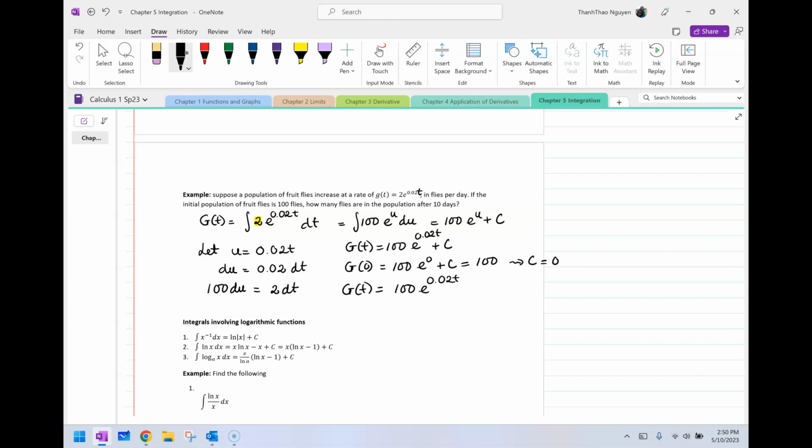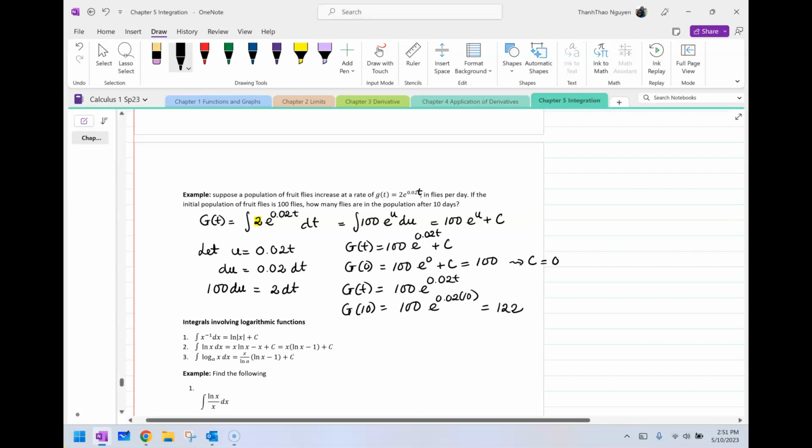What is the population of flies after 10 days? Well, after 10 days, g of 10 is equal to 100 e to the 0.02 times 10, and that is equal to 122.